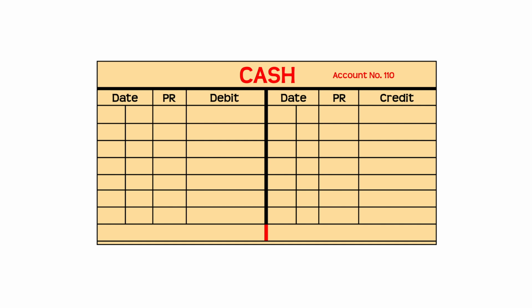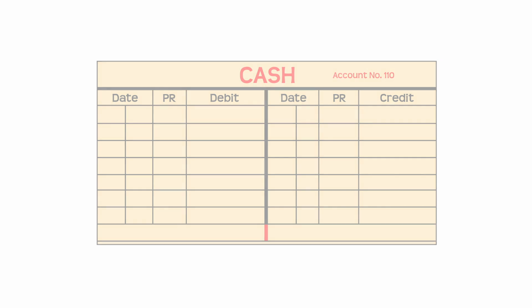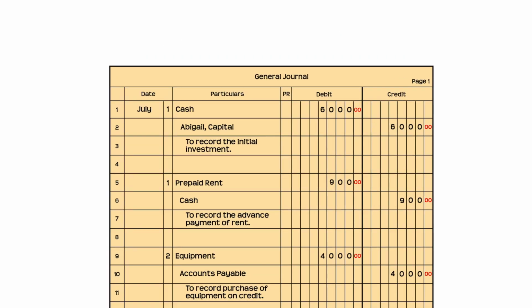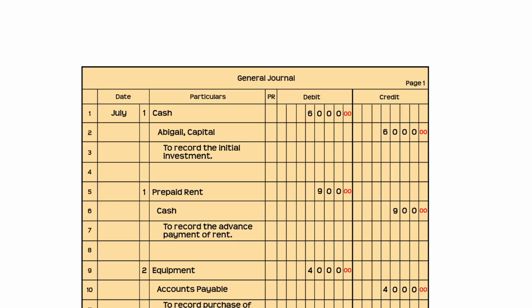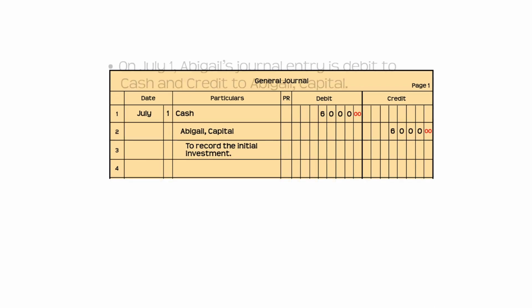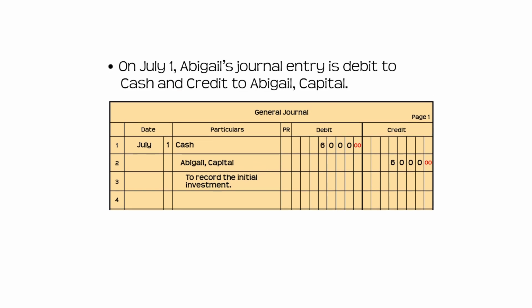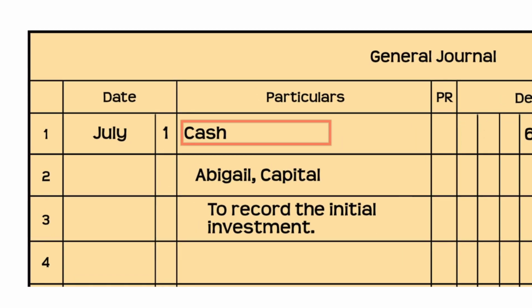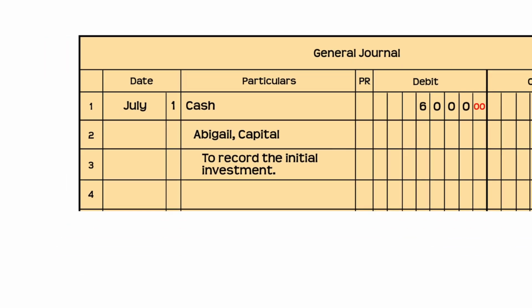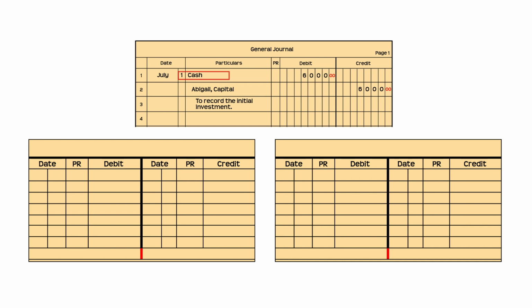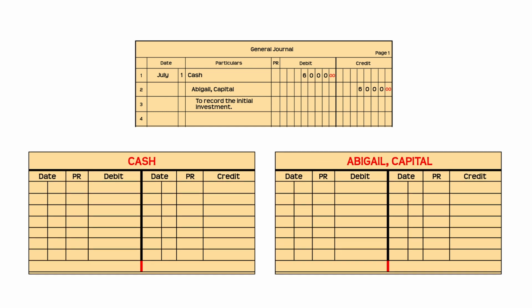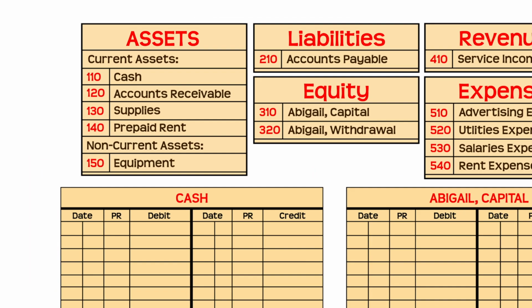Now that you know what a ledger is and what it looks like, it's about time to post the journal entries to the ledger. On July 1, Abigail's journal entry is debit to cash and credit to Abigail Capital. To post it to the ledger, first, make a ledger of all accounts that were used in the business. You can base the accounts used on the chart of accounts made in the previous video.